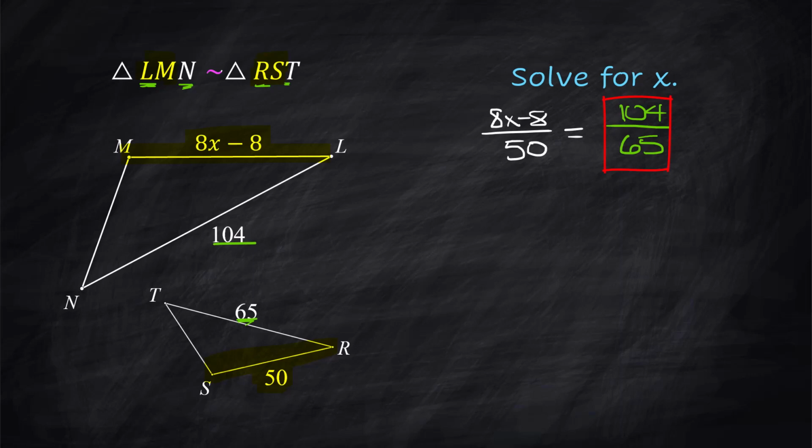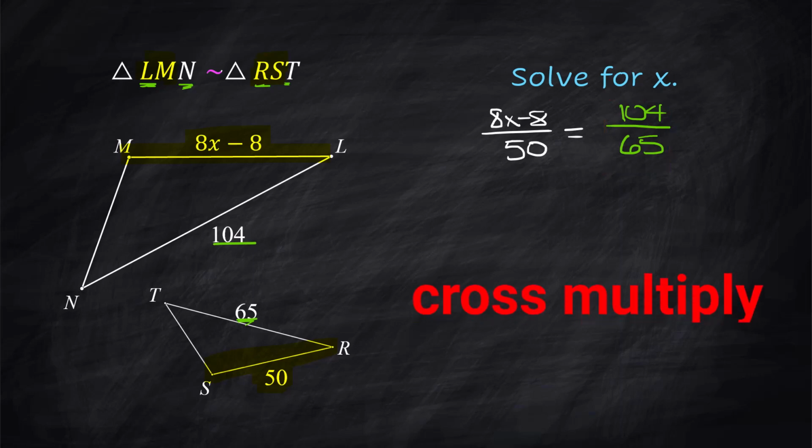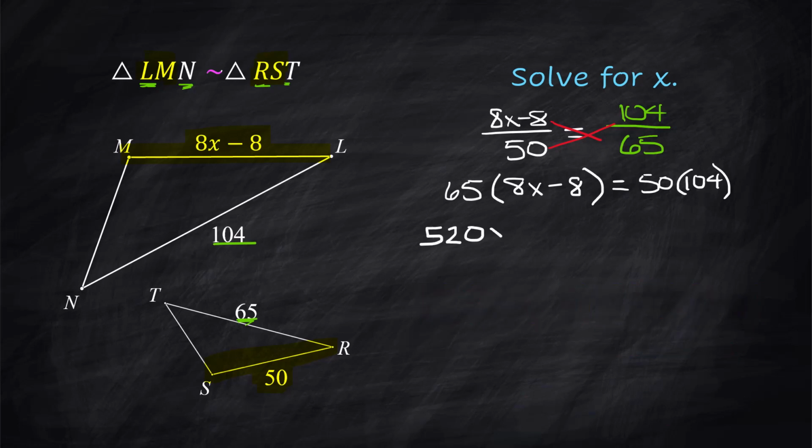Well, to solve a proportion, you do something called cross multiplication. 65 times the quantity 8x minus 8 equals 50 times 104. Multiplying through, 65 times 8x is 520x. 65 times negative 8 is going to be minus 520. And that equals 50 times 104, which is 5,200.